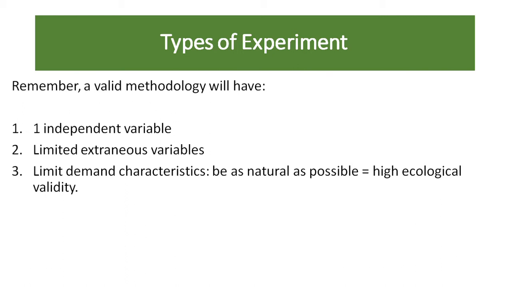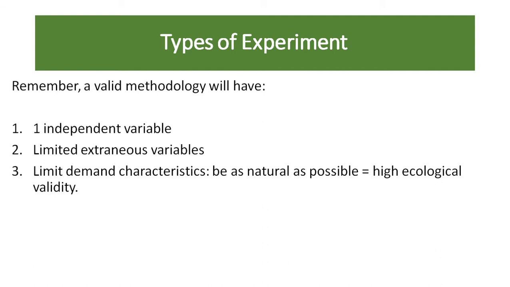and why you've discounted other approaches. Okay, so remember, based on yesterday, that we are looking to create a methodology that has one independent variable that we're controlling that we want to look at, limited extraneous variables, i.e. reducing the number of things that we cannot control that might influence our results. And then we need to try and limit the demand characteristics. So we need ecological validity to be as high as possible.